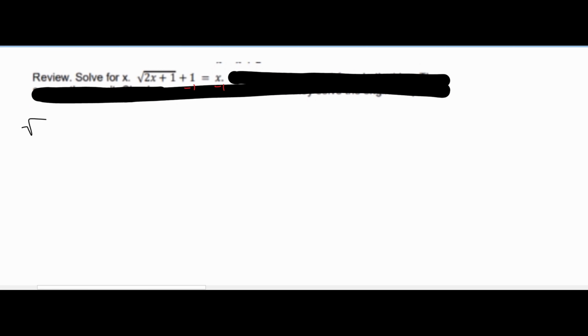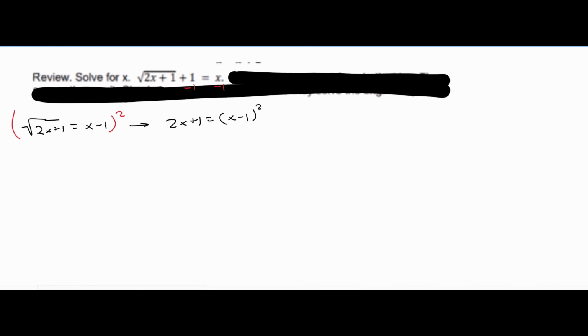After we do this, we're going to get the square root of 2x plus 1 is equal to x minus 1. Now we can square this. If we do this, we are going to release our x. There will be no more square root. So we're going to have 2x plus 1, and this is going to be equal to our (x minus 1) squared.